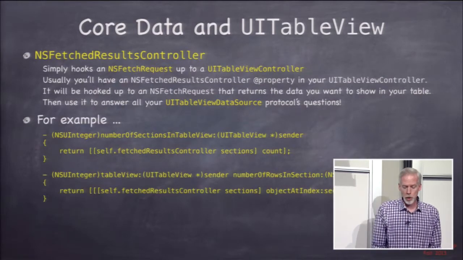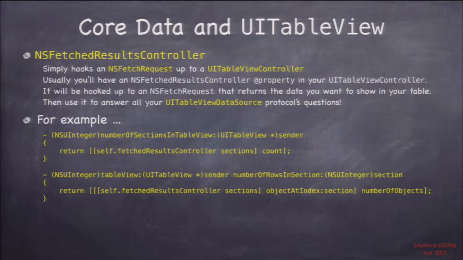So the way this works, there are really two parts to the fetched results controller. One is that it answers all the questions in the UITableViewDataSource protocol, like how many sections, how many rows in sections, and even some that you don't know about, some more advanced ones. It answers those questions as well. So it's able to answer all those questions using code kind of like that.